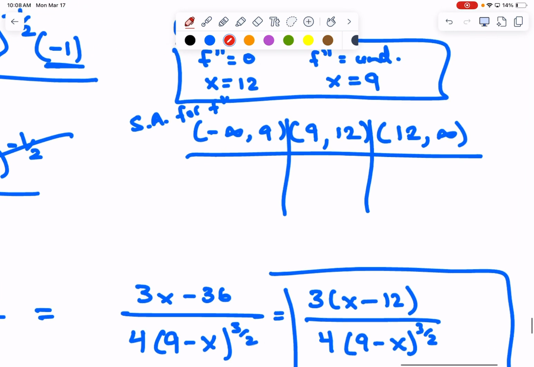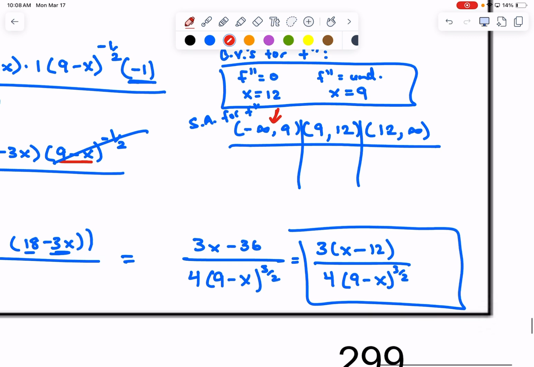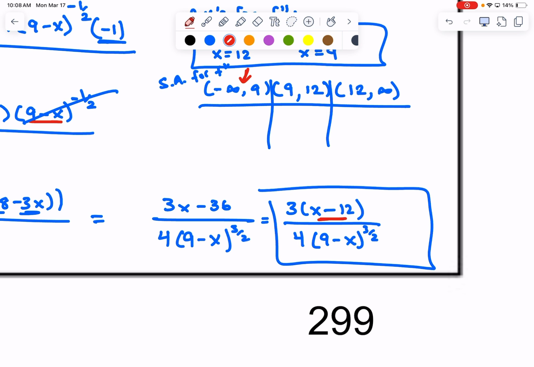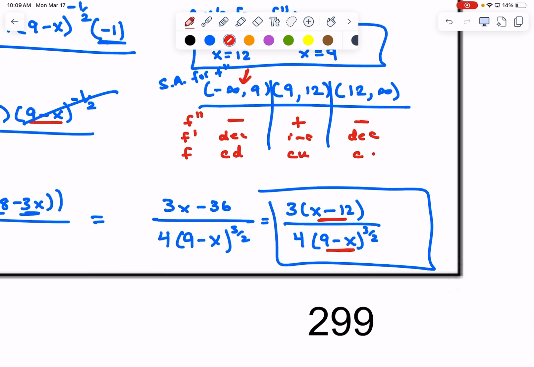All right, now plug in 0. I'm going to use a test value of 0 here. 0 is between negative infinity and 9. 0 would make the top what? Negative. 0 would make the bottom what? Positive. So negative divided by positive is a what? So this gives me f double prime, and f prime there is decreasing, increasing, and what? Decreasing. More importantly, what is f? Concave down, concave up, concave what? Down. Do we have a POI?